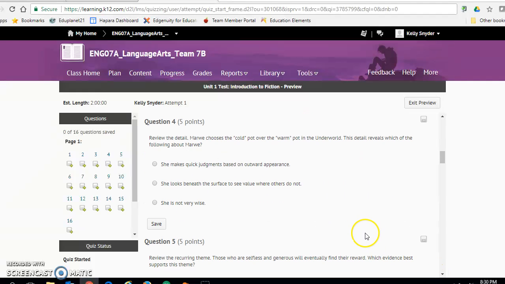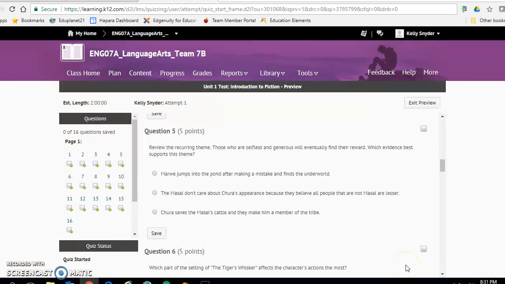Question number 4 says, review the detail. Marwe chooses the cold pot over the warm pot in the underworld. This detail reveals which of the following about Marwe? She makes quick judgments based on outward appearance. Second option, she looks beneath the surface to see value where others do not. Last, she is not very wise.